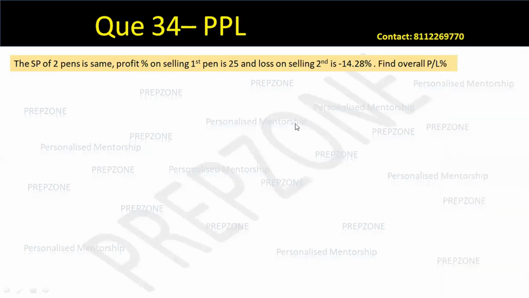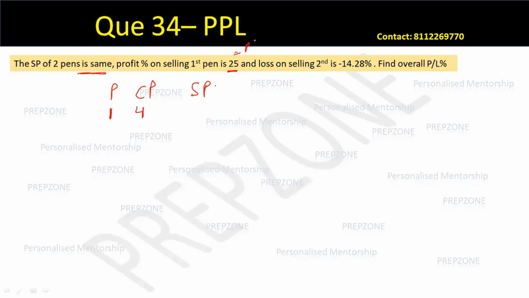Okay, so let's see. Selling price of the 2 pens is the same. Profit percentage on selling the first pen is 25. Let me make a table: profit, cost price, and then selling price. What is given to me is the profit percentage, 25%, which means if profit is 1 unit, then cost price has to be 4 units, right?